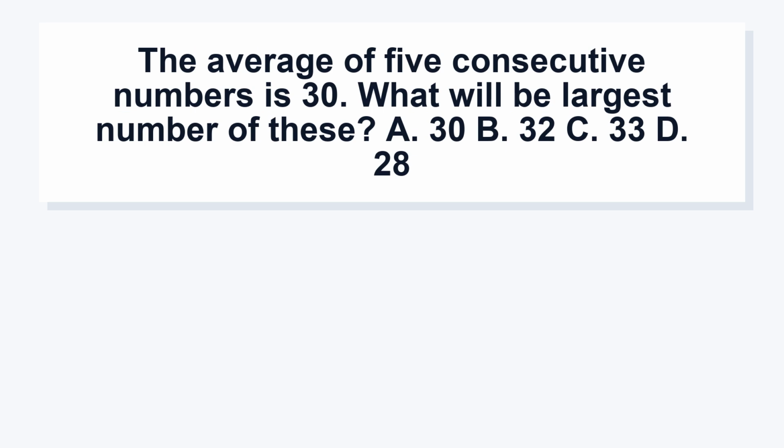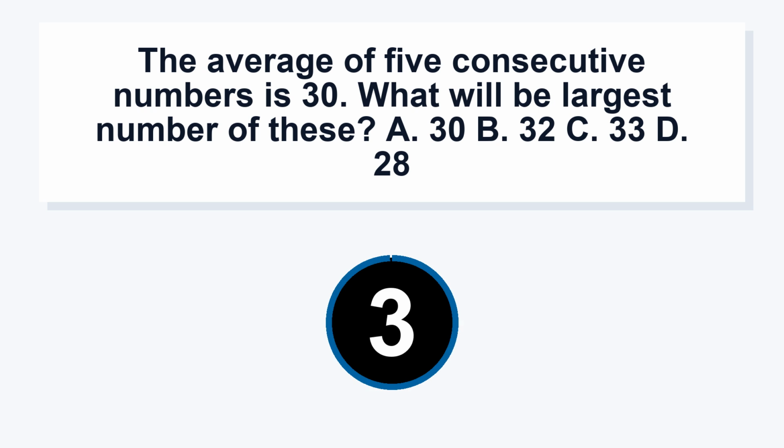The average of 5 consecutive numbers is 30. What will be largest number of these? A. 30. B. 32. C. 33. D. 28.